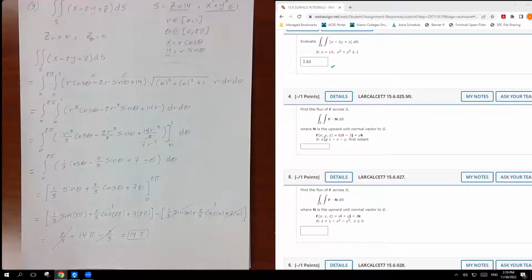Let's check example 4. It's going to be the same steps, but now they ask you to find the double integral of f dot product with n ds. We have f of x, y, z equals 8z i minus 3j plus y k, and S is z equals 1 minus x minus y, and they're telling you it's the first octant.